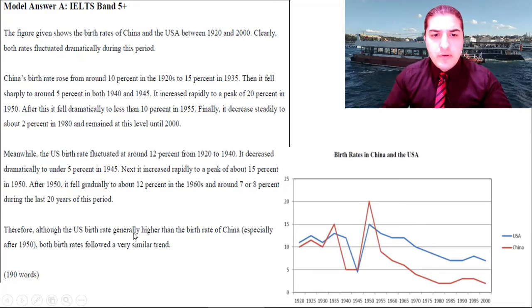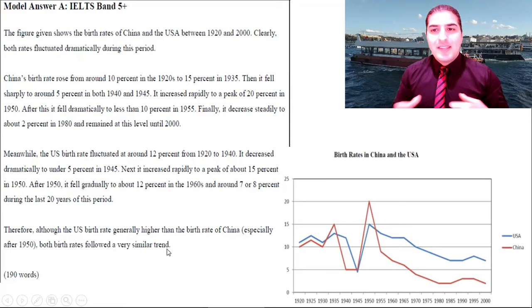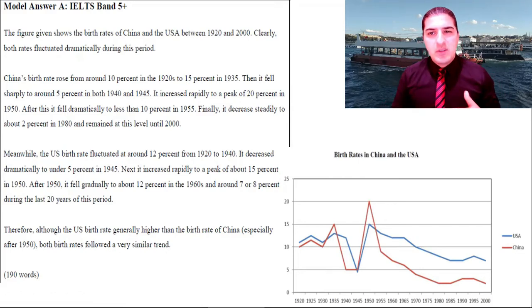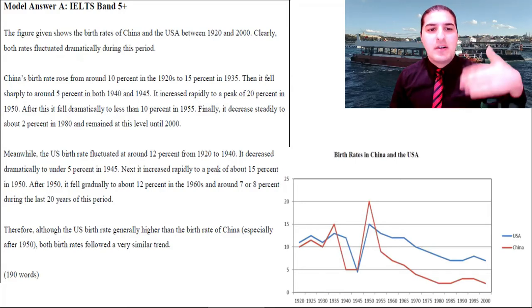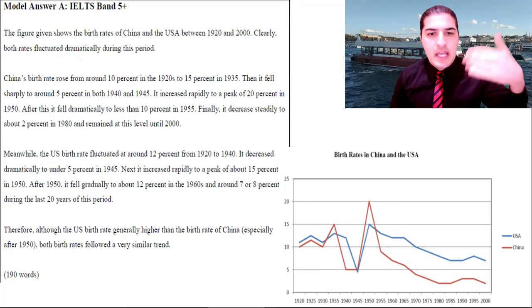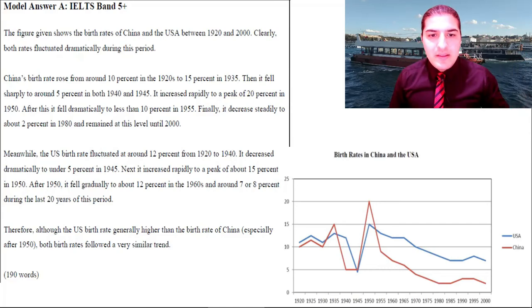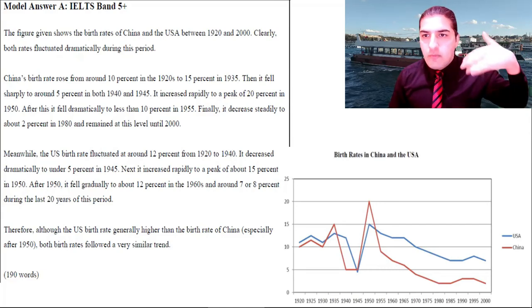Therefore, although the US birth rate was generally higher than the birth rate of China, especially after 1950, both birth rates followed a very similar trend. Good. So this answer is good for a 6 or a 5 plus. What do you think is the problem? As I told you, number one, the wording is too simple. And it keeps repeating the same words: dramatically, percent, peak. The same words over and over.